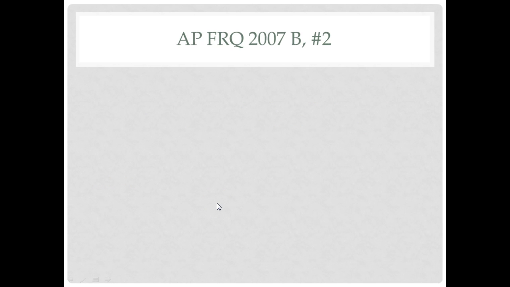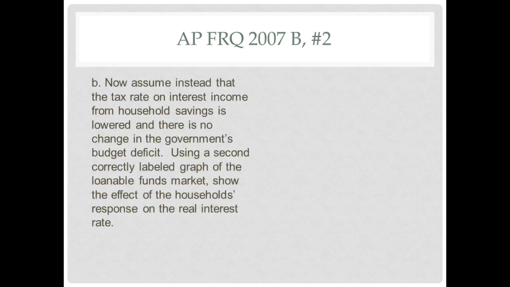All right, now let's move on to Part B. Part B of the question says, now assume instead that the tax rate on interest income from household savings is lowered and there is no change in the government's budget deficit. Let's start with the first part of that sentence. Assume instead that the tax rate on interest income from household savings is lowered.